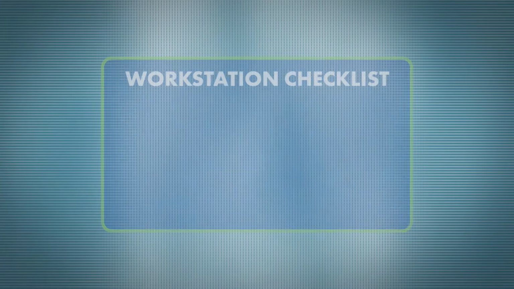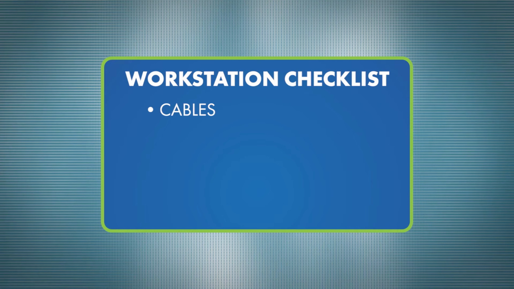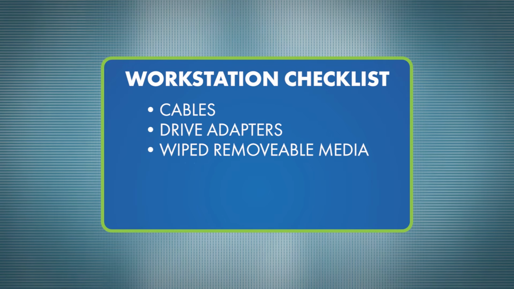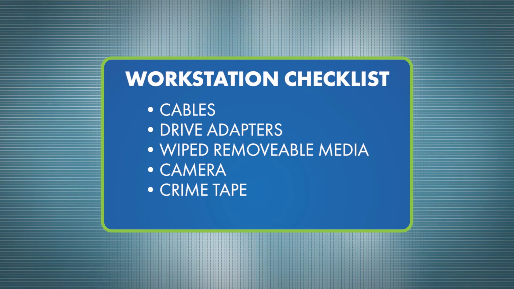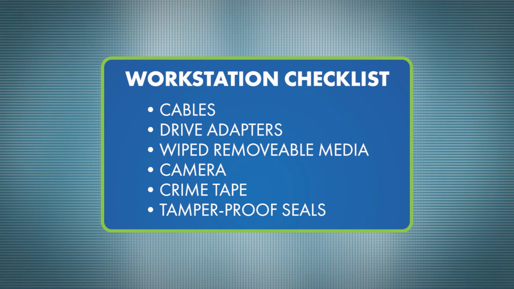No detail is too small as you build your workstation. Remember to gather the suitable cables, no Wi-Fi here, drive adapters to move data as needed, and appropriately wiped removable media for storage of original image files. No forensics workstation is complete without at least one camera system to record all relevant evidence collecting activities, crime tape to ensure only authorized forensic investigators are granted access to the physical evidence at the crime scene, and tamper-proof seals to seal evidence and prevent unauthorized handling of collected evidence.